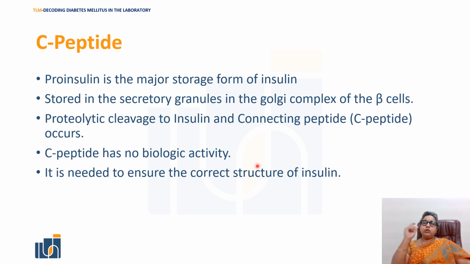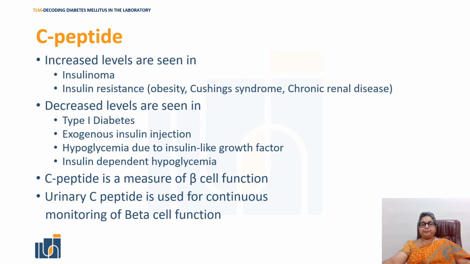So if there is proinsulin which is being stored and it has to be cleaved to insulin, this connecting peptide needs to be removed. That is why we measure the connecting peptide, to know that the structure of insulin that is there in your body is the right kind of insulin. Now, increased levels of insulin and C-peptide are seen in insulinomas and insulin resistance, as in obesity, Cushing syndrome, chronic renal disease. In all these cases, there is insulin resistance and increased C-peptide.